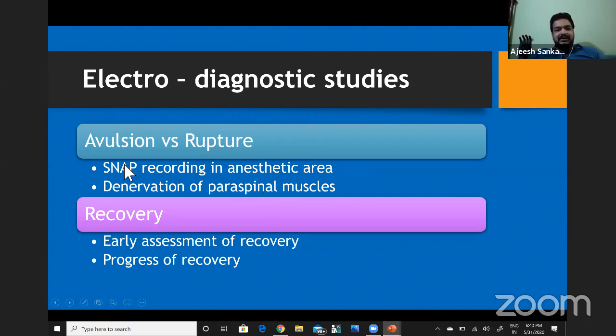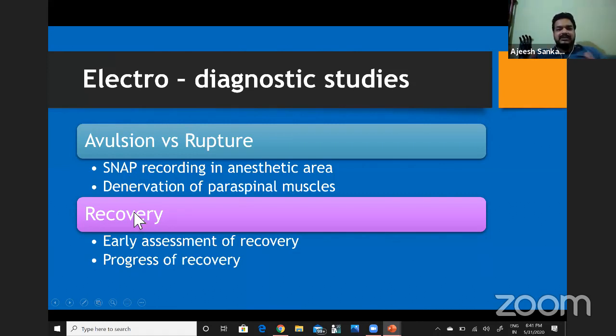It takes a very good neurologist to actually tell us whether there are nerve potentials which are recorded in the area which is clinically anesthetic. And when you find that, that actually means that a dorsal root ganglion is intact and the injury should be proximal to that, which makes it automatically, by definition, a preganglionic injury.